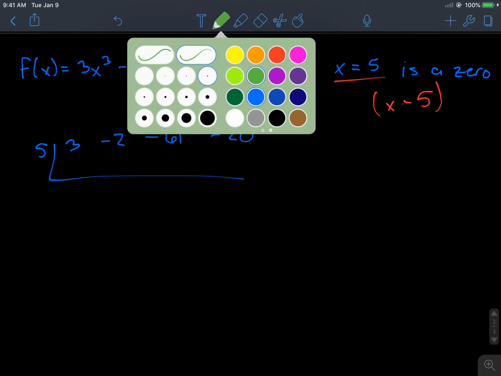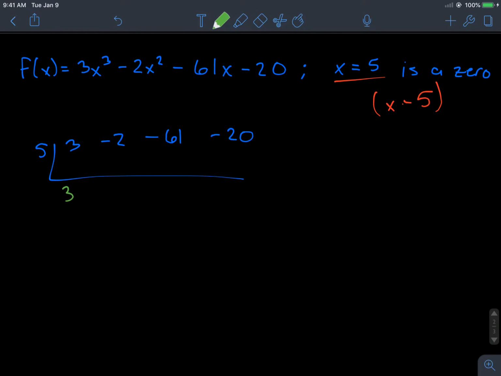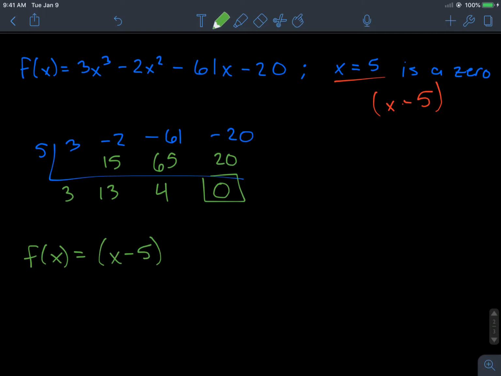So doing our synthetic division, we bring down the 3. 5 times 3 is 15. Negative 2 plus 15 is 13. 5 times 13 is 65. Plus the negative 61, that gets us back down to a 4. 5 times 4 is 20. Negative 20 plus 20 is 0. So again, this confirms that if we plug in a 5, we get 0. And so that factor divides out evenly. So x minus 5 is the factor that we have divided out.